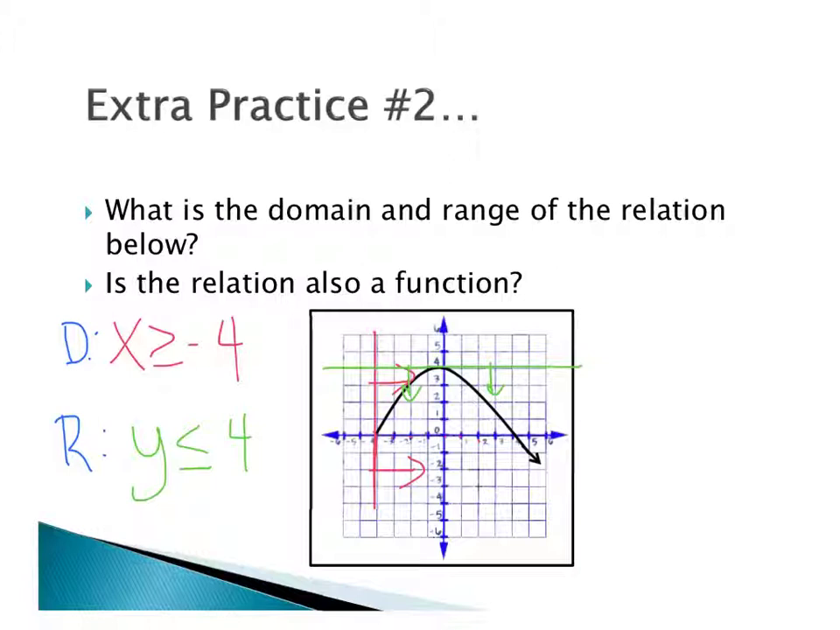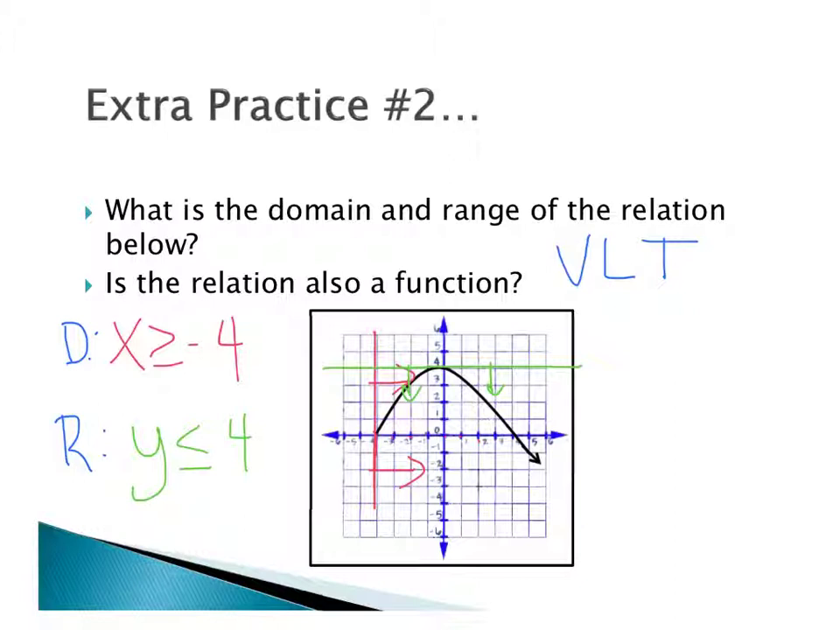Now lastly, is the relation also a function? Well, what do we have to think about when we're looking at graphs? If you're thinking the vertical line test, you are thinking absolutely correct. Remember our vertical line test. Anywhere I put a vertical line on this graph, if it crosses more than once, it's not a function. So if it only crosses once everywhere, then we're good.